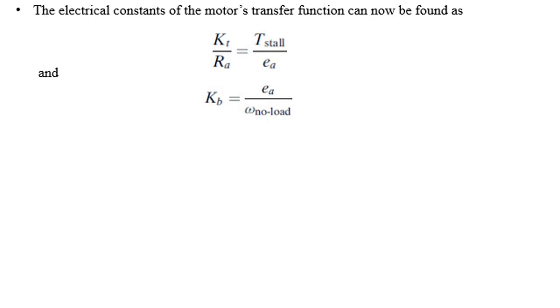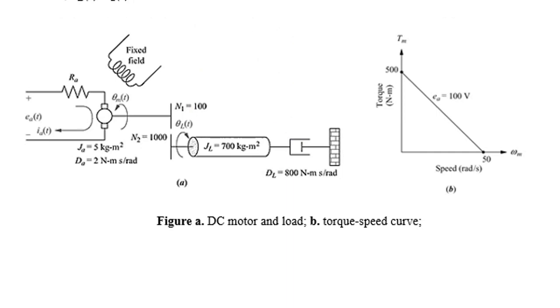Dear students, now we will find the constants from the relation of stall torque and no load angular speed. Rearranging both equations, we will get KT over RA, which is motor torque constant over armature resistance, equal to stall torque divided by applied voltage, and back EMF constant will be equal to applied voltage EA divided by no load angular speed of the DC motor.